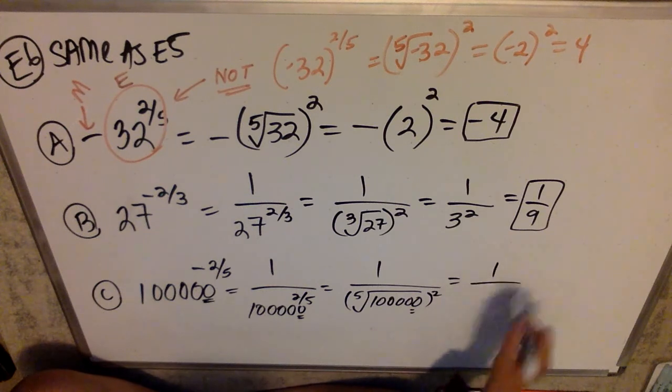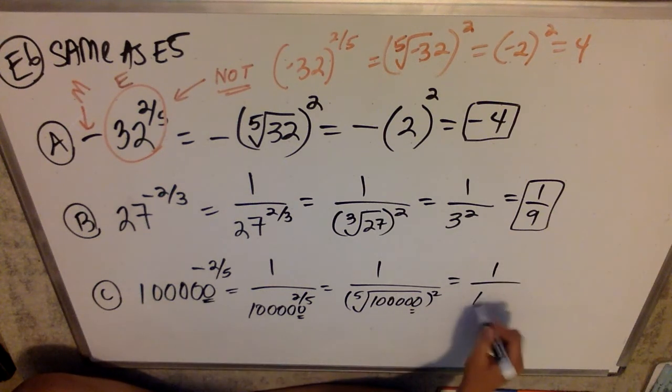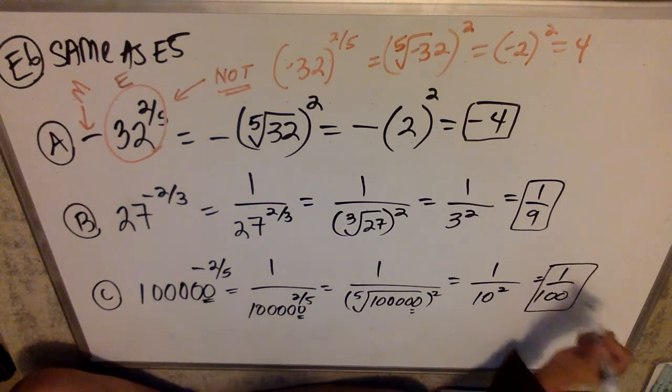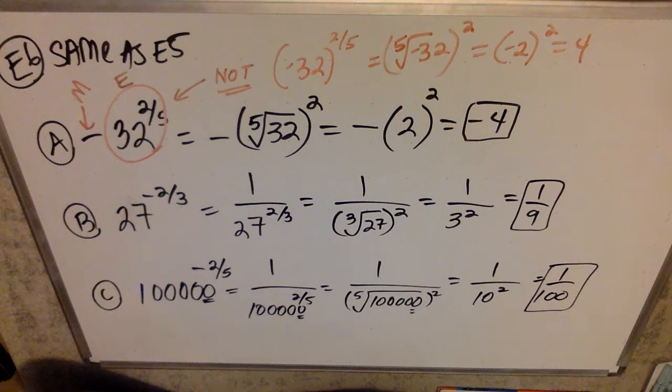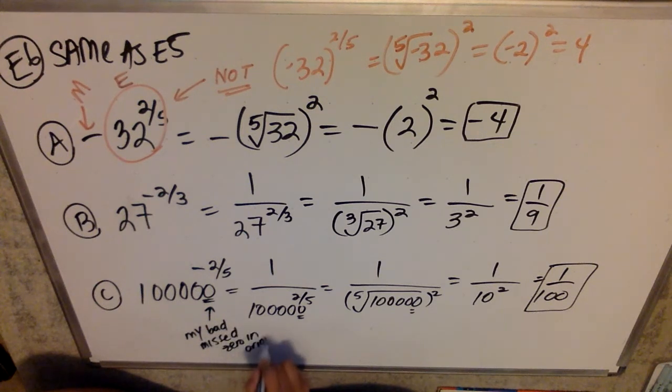So I get a 1 over, well, this is 10 to the 5th, right? Because hence the 5 zeros. So I get a 10 squared on the bottom, so that's a 1 over 100. And in this case, that's a pretty common decimal if you want to write it as a 1/100th. So my bad, I missed a 0 in my original problem. Sorry, counting is hard sometimes.